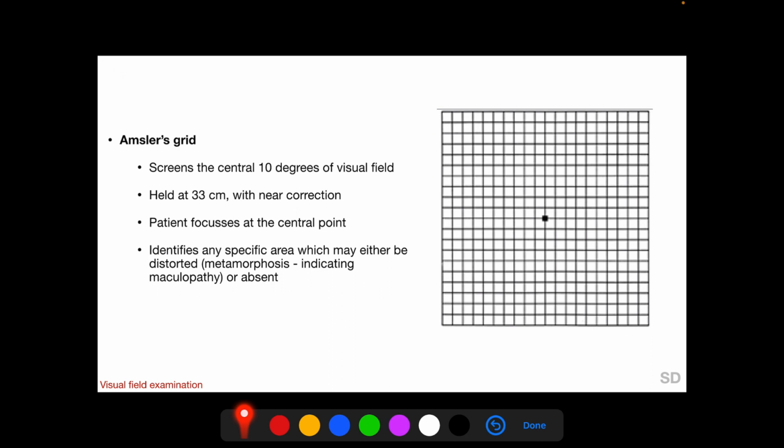The patient must hold the Amsler's grid at a distance of 33 centimeters from himself or herself while wearing the near correction. The patient has to focus at the central point, and the patient tries to assess if there are any specific areas which either may be distorted, indicating maculopathy, or absent. So an area may have distortion of the straight lines, or the patient may perceive no lines in that area, and the patient must record that area by drawing the region on the Amsler's grid for future comparison.